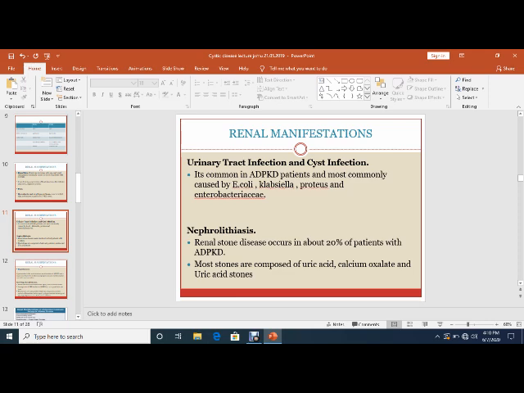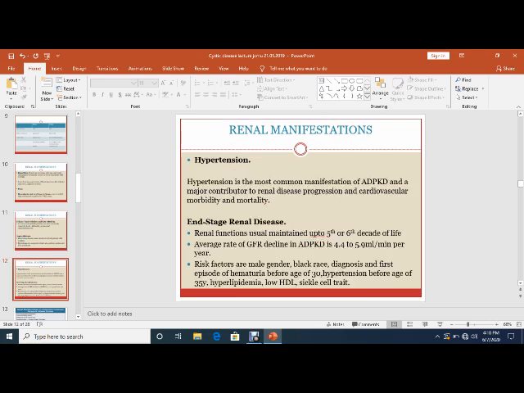Nephrolithiasis. Nephrolithiasis, or stone formation, occurs in 20% of patients. The types of stones, uric acid stone and calcium oxalate stone, may occur in polycystic kidney disease.